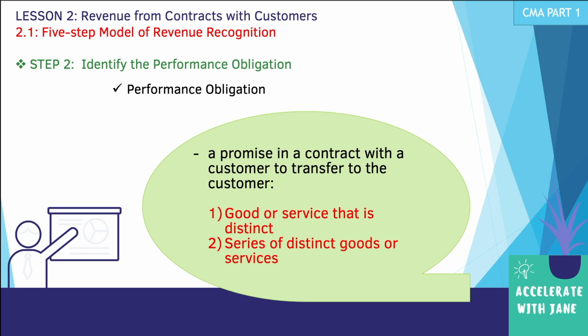So under number one, goods or services that are distinct. So it's understandable, it's plain and simple. If the goods or services are distinct, then this is a performance obligation. However, under point two, there are cases when in a particular contract, there are many performance obligations. So we have here a series of distinct goods or services.